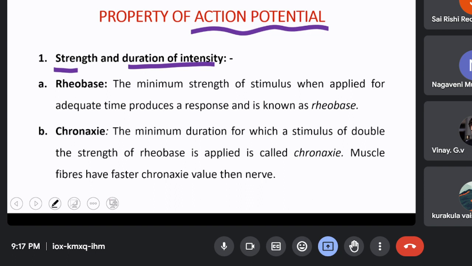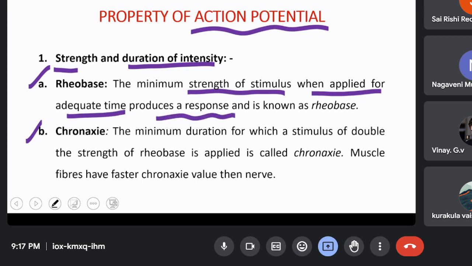It is explained by two terms, rheobase and chronaxy. What is rheobase? It is the minimum strength of stimulus which, when applied for adequate time, produces a response. Previously, we have told you that until threshold stimulus is reached, it cannot respond at all. For example, if 5 millivolts is the threshold stimulus for the nerve to get depolarized, and you give 4.5, according to the all or none law, it will not respond at all.